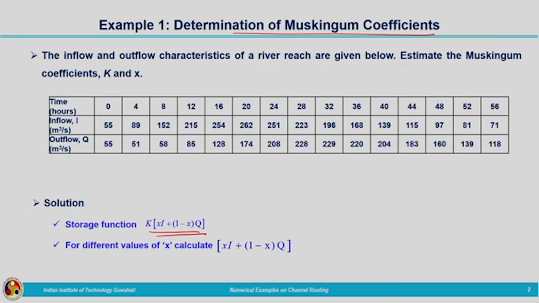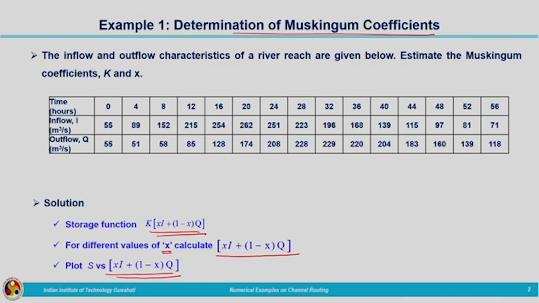What we will do is assume certain values of x and calculate xI plus (1 minus x) multiplied by Q. We already know the range of the value of x, it can vary from 0 to 0.5. For different values of x, we will calculate the quantity xI plus (1 minus x)Q. After that, we will plot the curve of storage versus xI plus (1 minus x)Q. If the value of x is known, then we can calculate that factor, and the storage can be calculated from the given data by making use of the continuity equation.